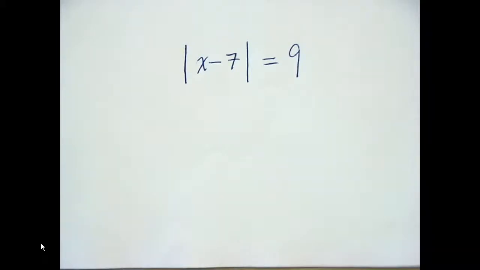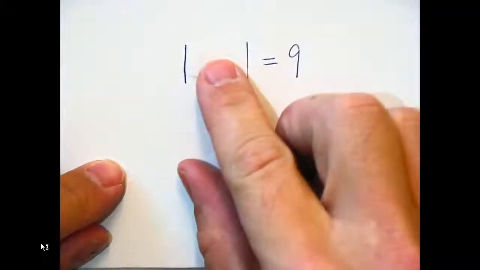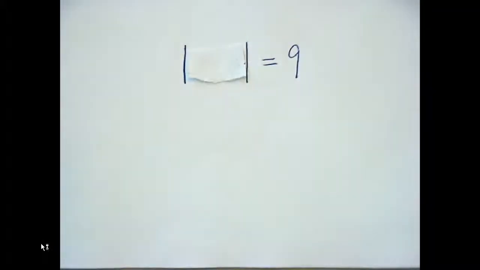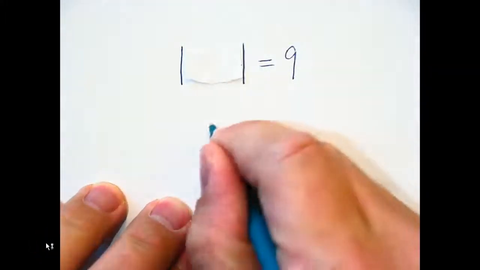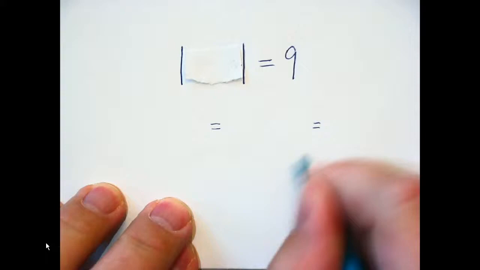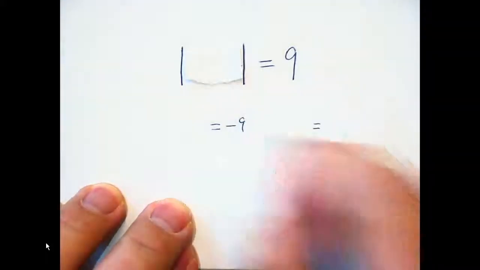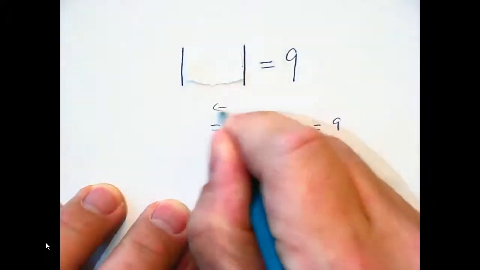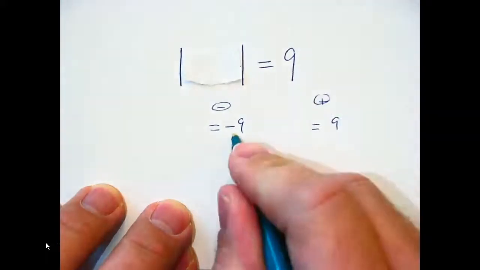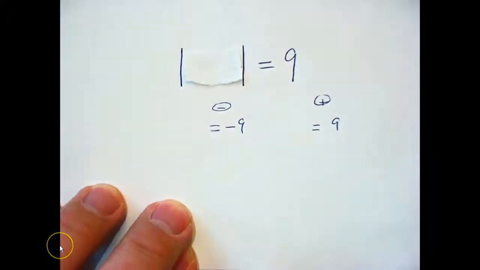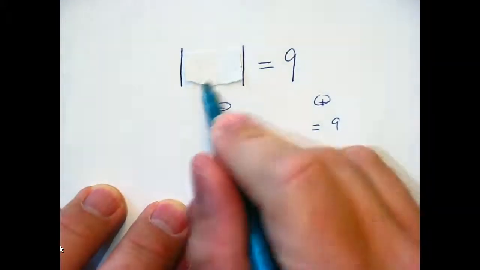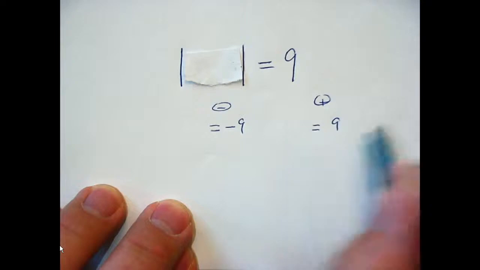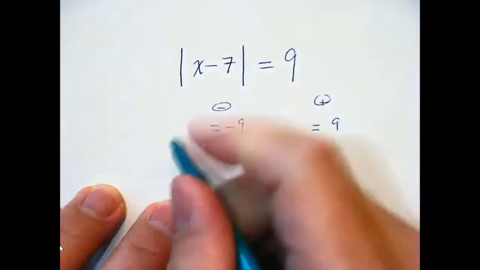Okay. Hey, let's see if we've got it. Now, I'm using my magic props again. The thing inside there has to be equal to what two numbers? -9 and 9. We call that a negative case and a positive case. Why? Because one number's negative, one number's positive. That's why. We're really crafty like that. Now, the thing in here has to be 9 or -9.